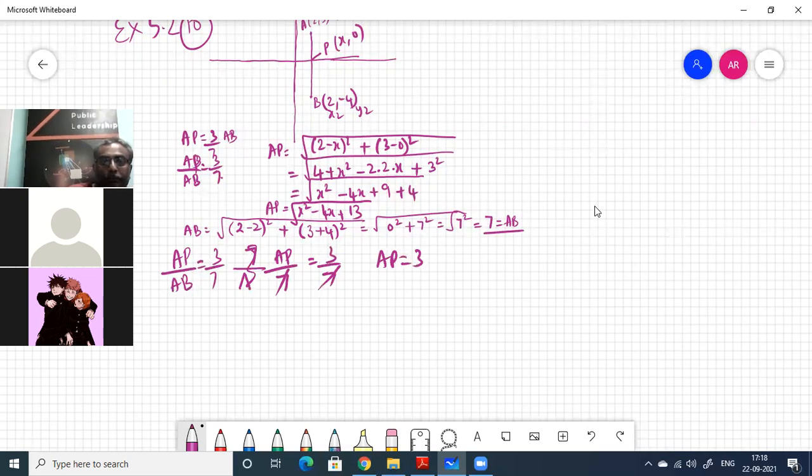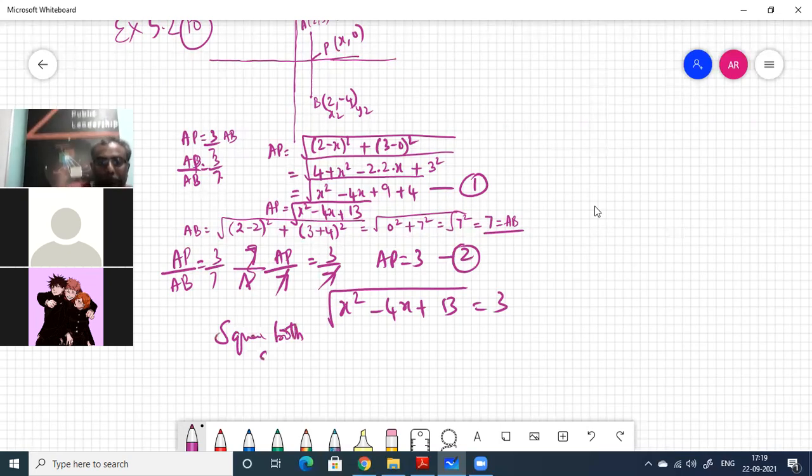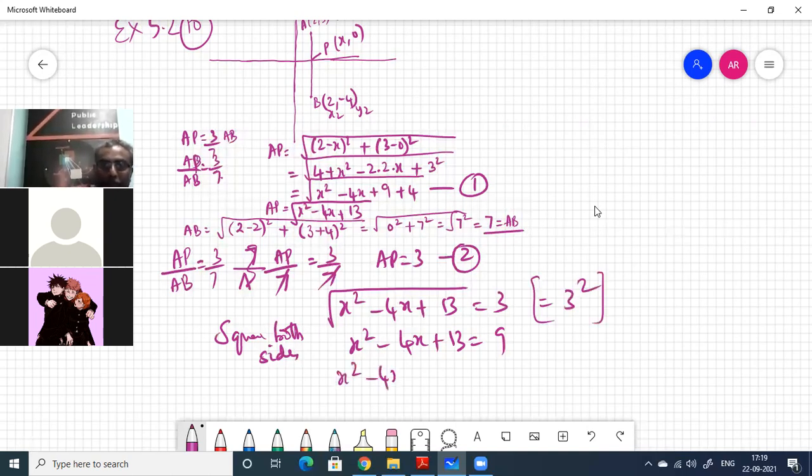That means what you have here is this is 1, this is 2. The root of x squared minus 4x plus 13 is equal to 3. Square both sides. x squared minus 4x plus 13 is equal to 9. When you square both sides, this becomes 3 squared, 9. So x squared minus 4x, bringing the 9 to this side, plus 13 minus 9, which is 4, is equal to 0.